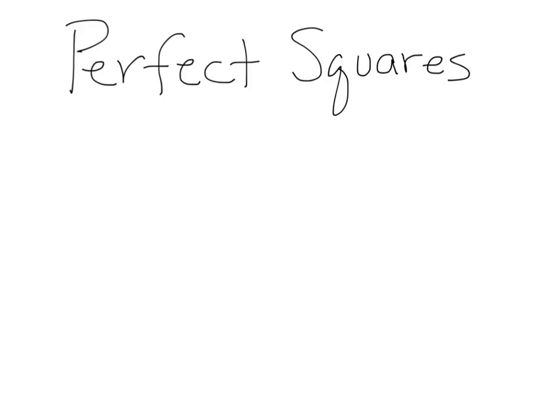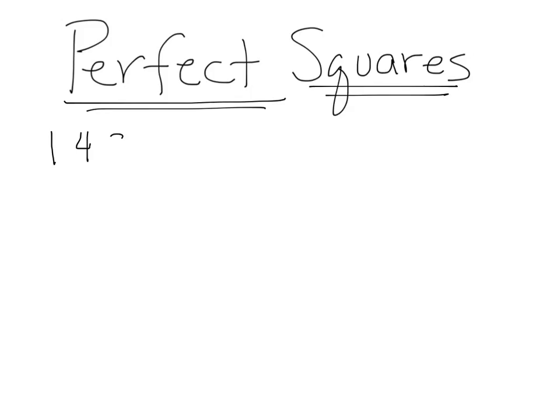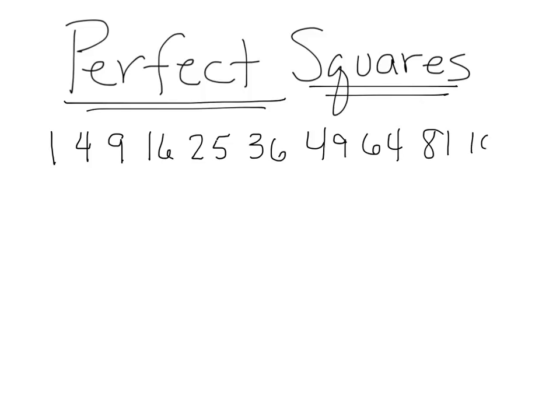Well, as we begin this chapter, we want to make sure that we understand what numbers qualify as perfect squares. All right? Perfect squares. If I was going to make a list of the perfect squares, it would go 1, 4, 9, 16, 25, 36, 49, 64, 81, 100, and it could keep on going. Why are these numbers considered perfect squares?